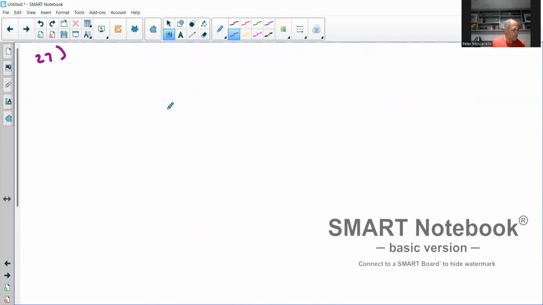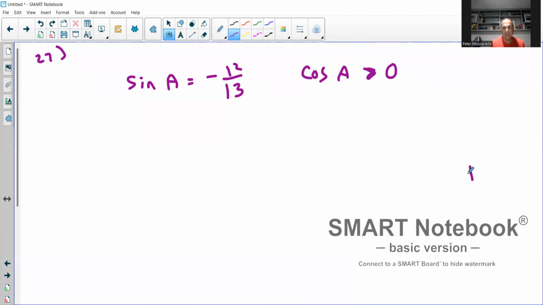27. Sine A is negative 12 over 13, and cosine A is greater than 0. You're going to find the quadrant and you're going to find tangent.